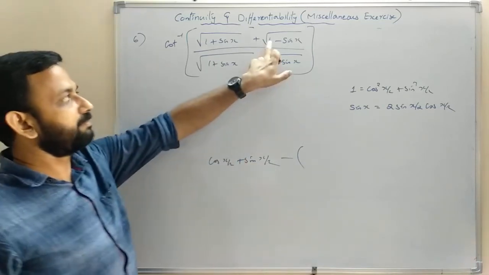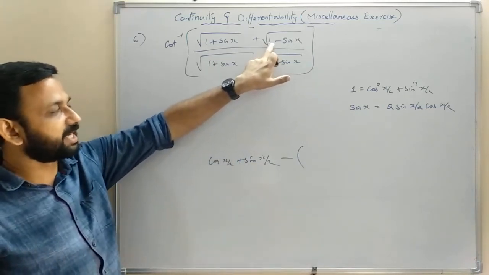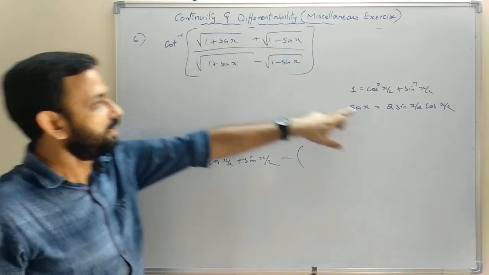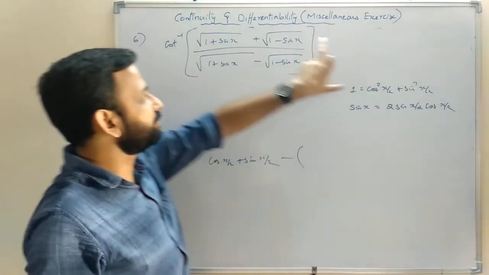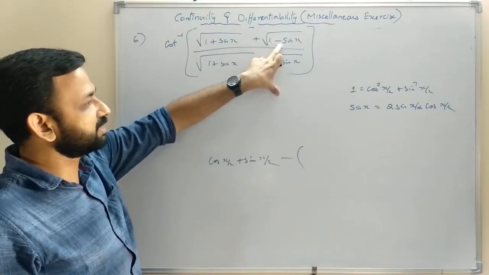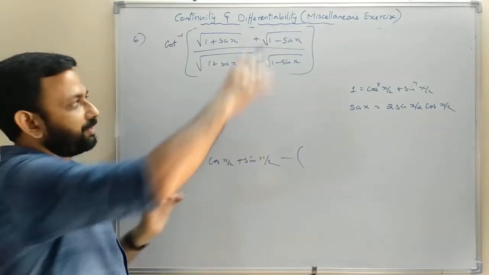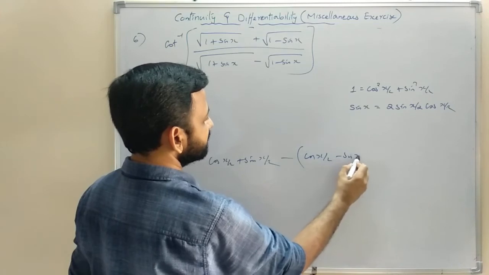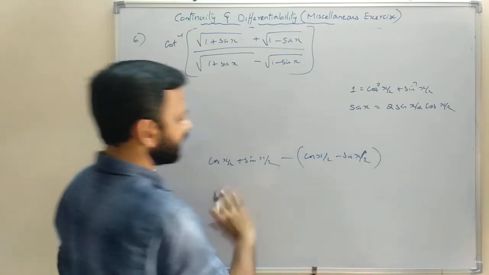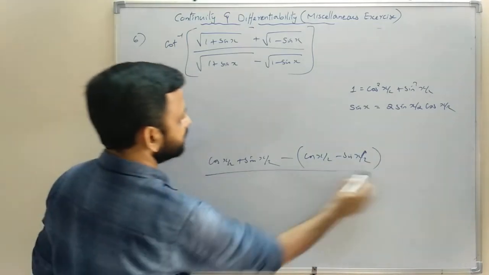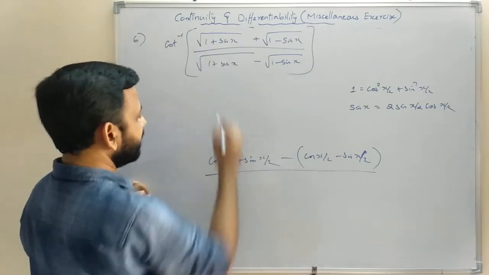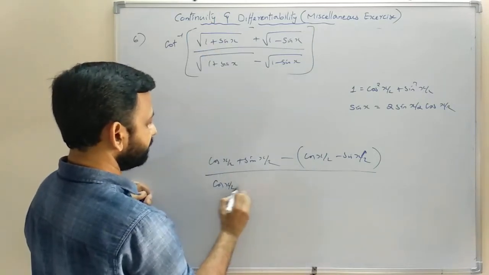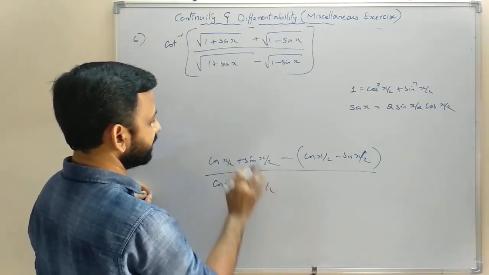Then same, cos square x by 2 plus sin square x by 2 minus 2 sin x by 2 cos x by 2, that is cos x by 2 minus sin x by 2 whole square, and the radical will be cancelled. So cos x by 2 minus sin x by 2. This same question I think we have done in the previous exercise. And in the denominator, same again, cos x by 2 plus sin x by 2.